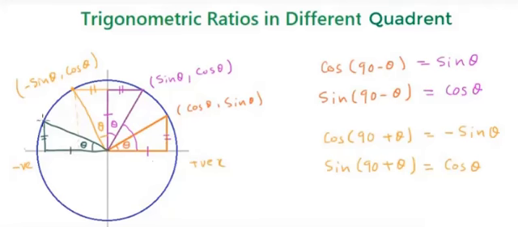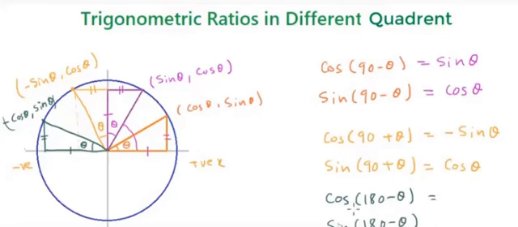So the coordinates of this point will be equal to the length on the x-axis, which is the same as here, that is cos theta. So this will be equal to minus cos theta, and this much length will be equal to this length, that means the y coordinate will be equal to sin theta, and this is on the positive y-axis, so this will be positive sin theta. So when we talk about cos 180 minus theta and sin 180 minus theta, this is actually equal to minus cos theta and sin theta, right?